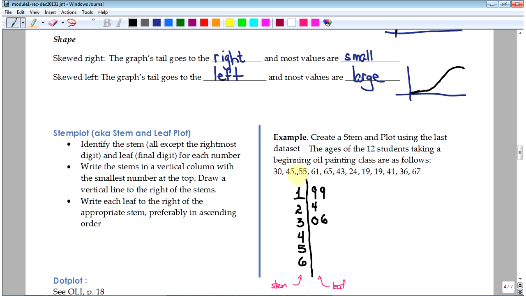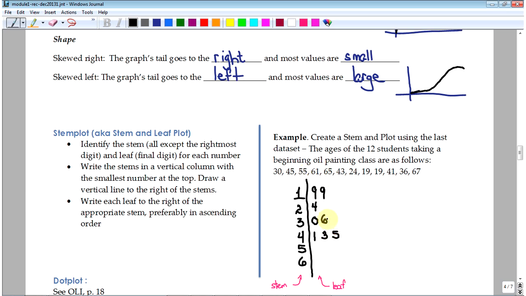Going to the 40s, we have a 45. We also have a 43 and a 41. Now, although you do not have to write the numbers in order, it just makes it easier to look at, to see that everything is ascending. So I would suggest that you write it in order. So 41, 43, and 45.